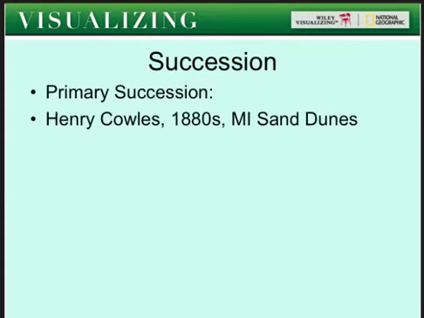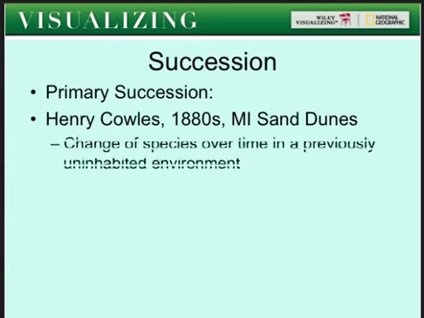Henry Cowles, back in the 1880s, studied the Michigan sand dunes. And what he noticed is that there were changes of species over time in a previously uninhabited environment. Now, let's give Mr. Cowles the benefit of the doubt here. That environment probably wasn't completely uninhabited. There were probably microbes within that environment. So to say that it's completely barren of life is probably a misapprehension here. But in terms of organisms that he was aware of, it was probably relatively uninhabited.